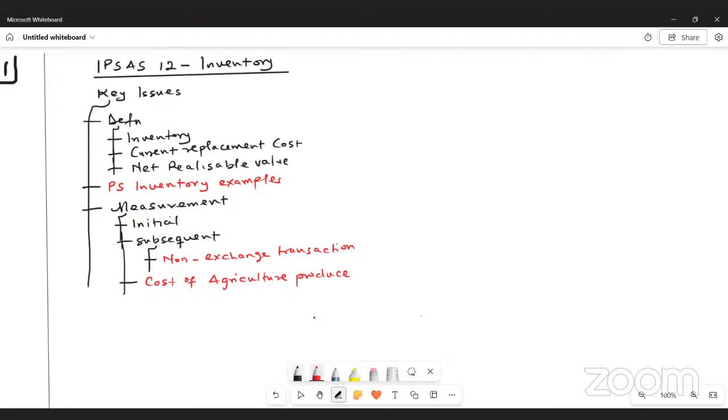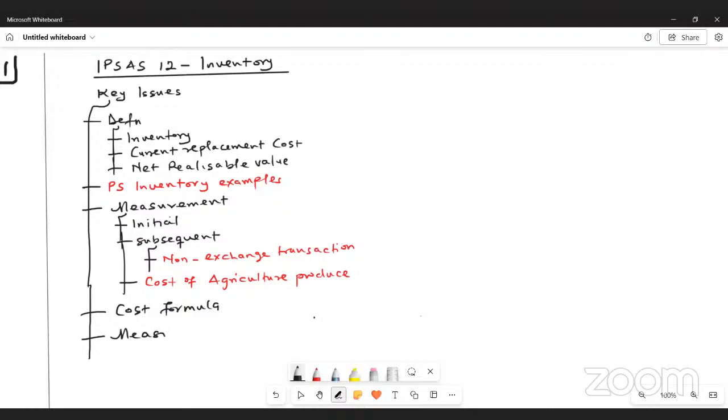You know the Ministry of Agriculture, they have farmlands. So if they harvest their produce, how should they recognize it? Those produce are all inventory. How should they recognize it? That's what we are talking about here. Then we'll look at the cost formula, then the measurement technique.